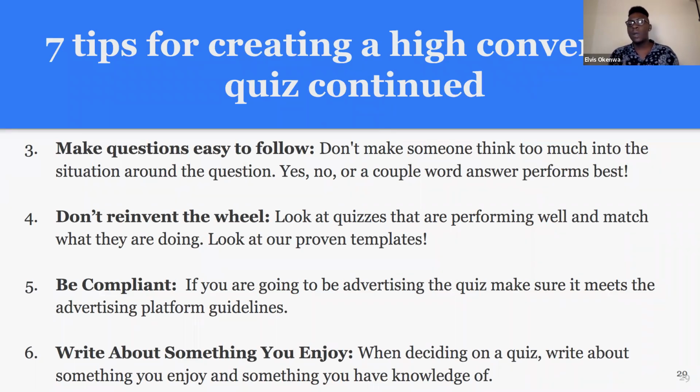When your audience sees the questions or the quiz results, they will know that you're probably a novice in that subject matter, or you didn't take the time out to do your research properly. So write about something you enjoy and something that you have knowledge about. Now that is my final tip.